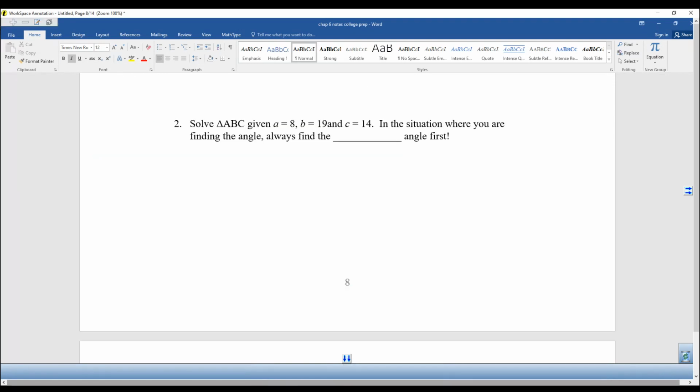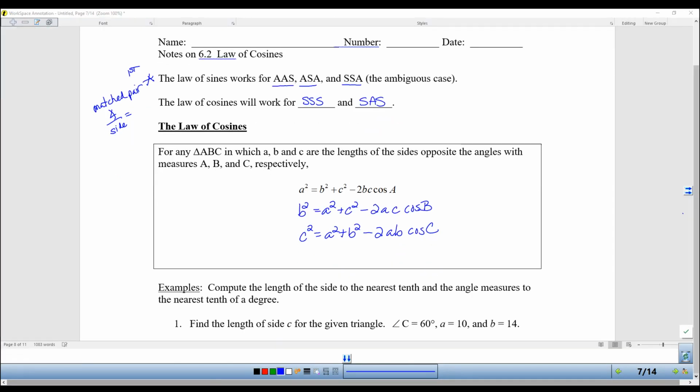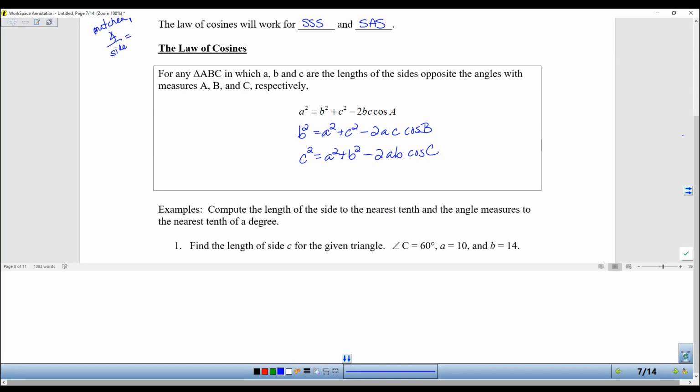So let's do an example. Find the length of side C given the triangle, angle C is equal to 60. So here's angle C. A is 10 and B is 14. It doesn't really matter which one I put where, but since B is longer, I'm going to put B there because A is shorter, just to keep it somewhat correct.